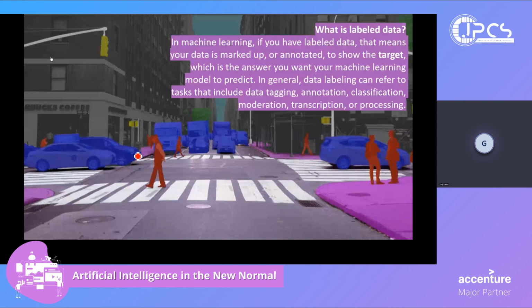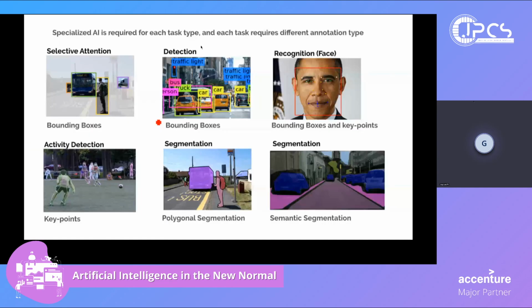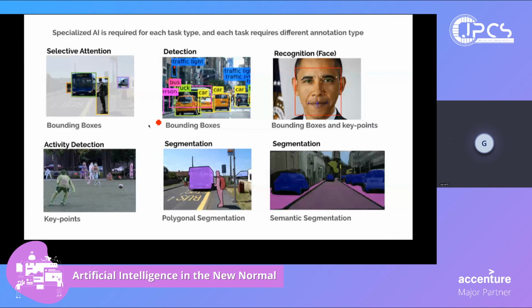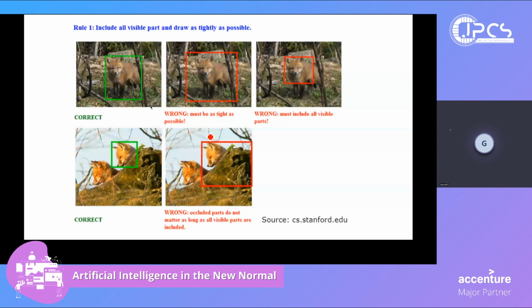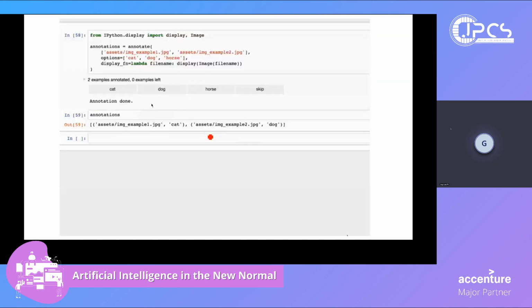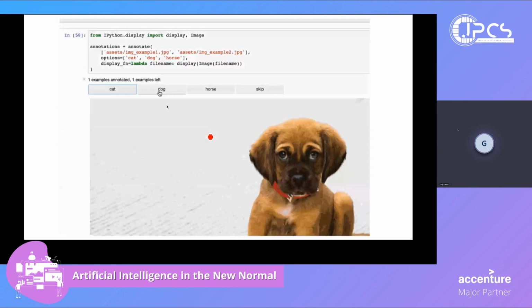Here we have basic examples of different ways of image annotation, which I discussed earlier. These are different techniques to annotate, showing the right ways and wrong ways. This is how data scientists and other developers do data annotation. You have the data, you internalize the code, and you annotate piece by piece.